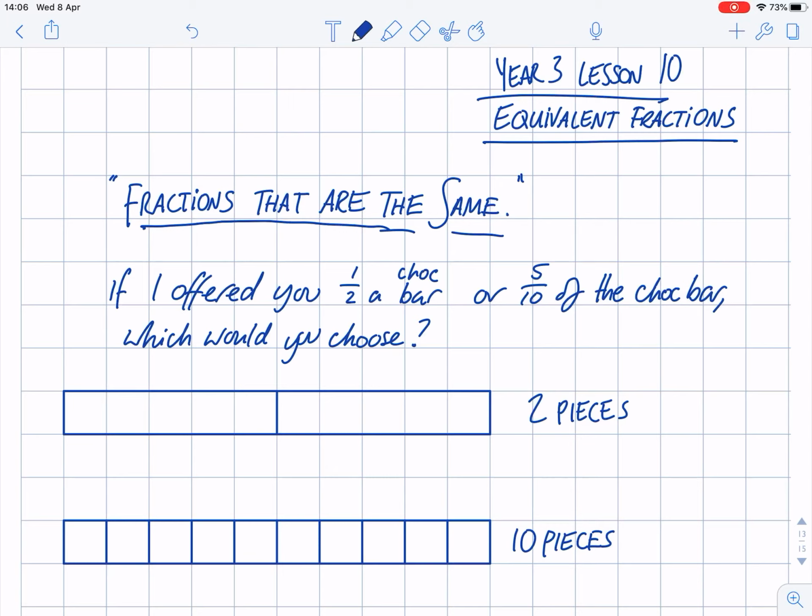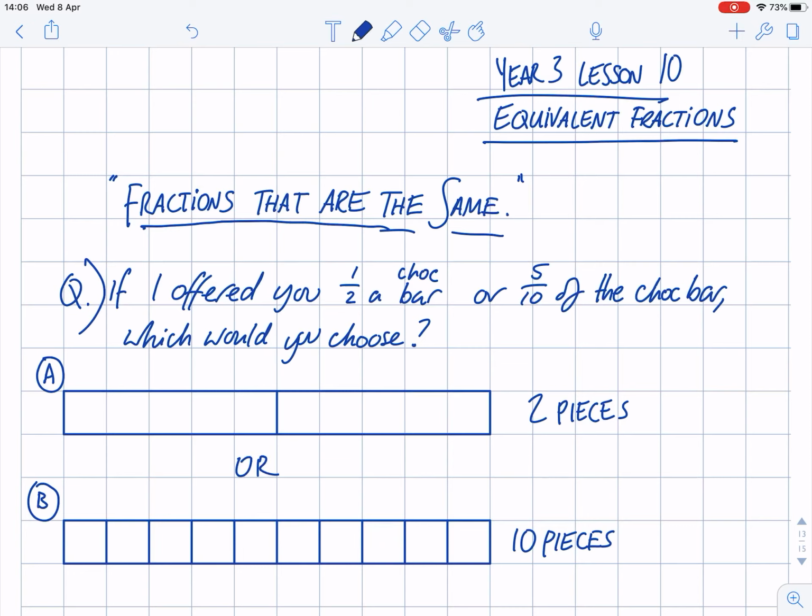So, here's my question, which we're going to talk about together. If I offered you half a chocolate bar, we'll call that one A, or 5/10 of B, and I wanted you to choose the most, which would you choose? You can choose a half from bar A or 5/10 from bar B. So have a little think.